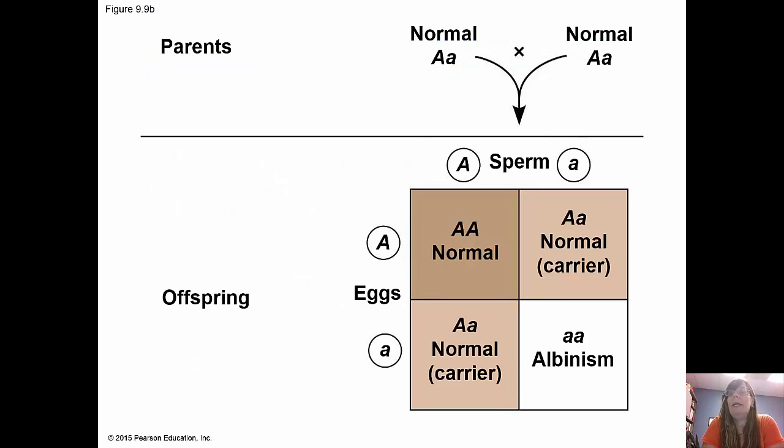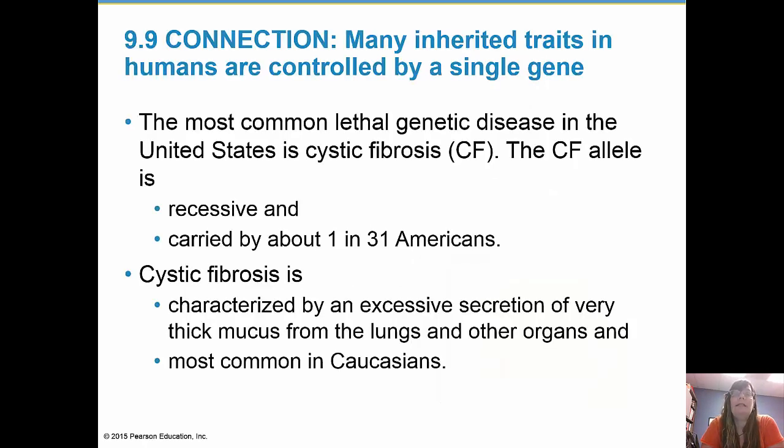So here you have two normal parent carriers. They can donate either the dominant or the recessive allele. So you're going to end up with 25% normal children, 50% will be carriers, and 25% will have the disorder. So as I said, CF is lethal. Again, it's about 35 now. It's a recessive disorder carried by about 1 in 31 Americans. Again, you have an excessive secretion of this mucus from the lungs and other organs that causes this unbelievable buildup to where the lungs almost have to be pumped at times.